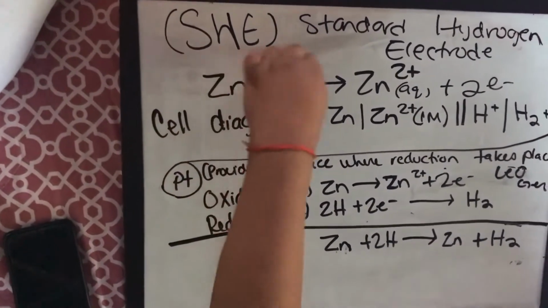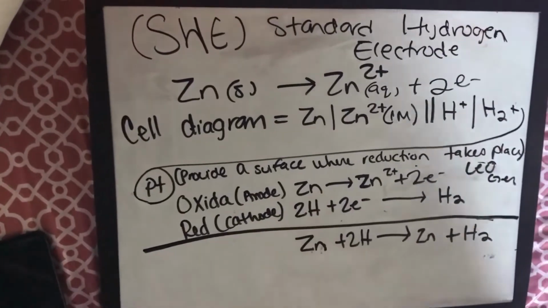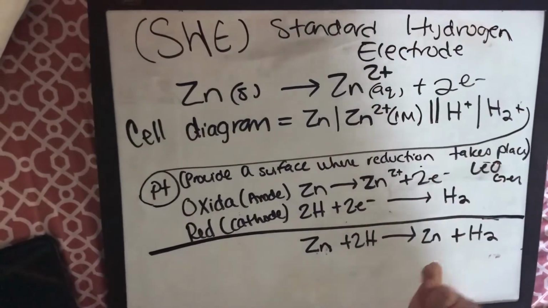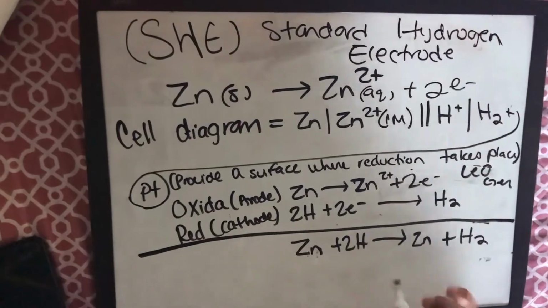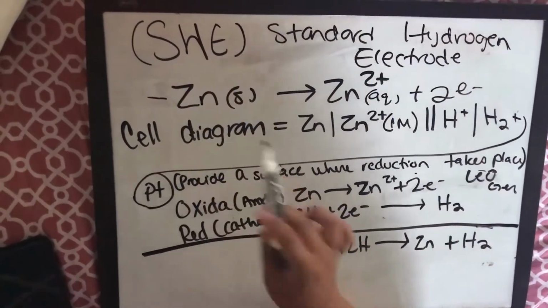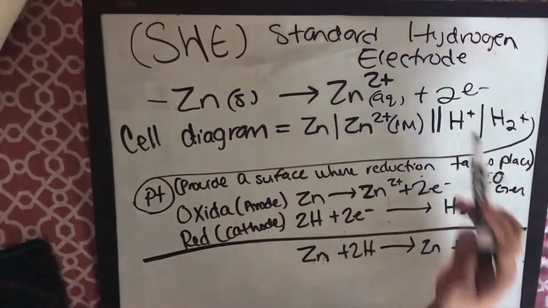Okay, so we talked about SHE. What SHE stands for is standard hydrogen electrode. So this is one example we're going to use: Zn goes to Zn2+ plus 2 electrons.